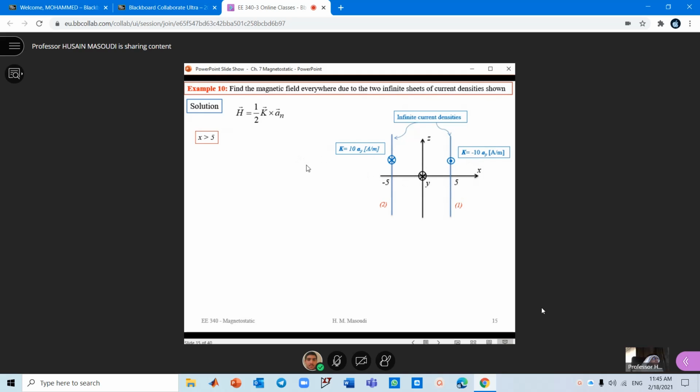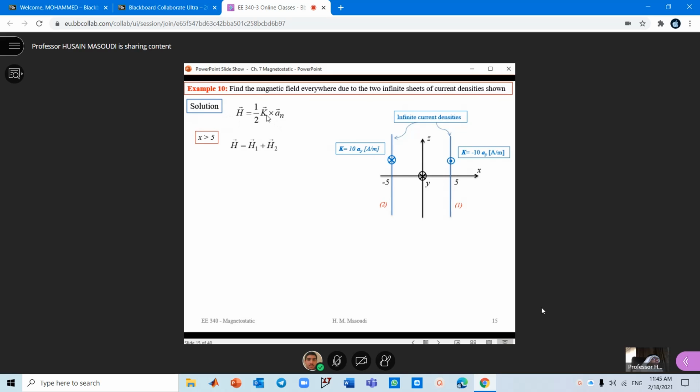So are you doing superposition, H1 and H2? Okay. Now you say that for H1, what would be AN in this case? Assuming that I'm measuring only for H1, what would be AN here? It will be AX.